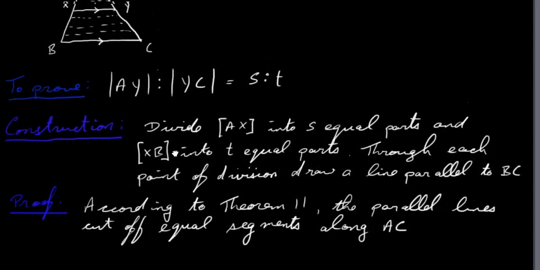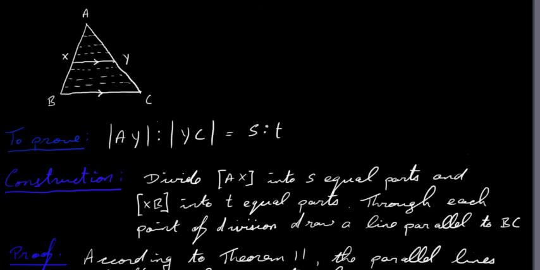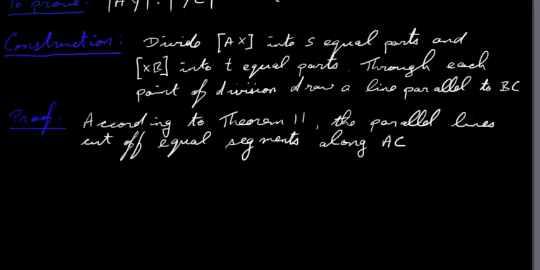So I'm going to say one of these segments here is the length K. So let's take this length here, and we'll call it K. Okay, so each of these segments here is length K. So that means then that the length AY is just going to be equal to S times K, and the length YC is going to be T times K.